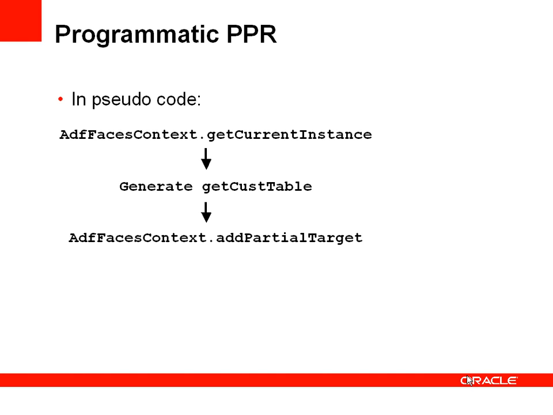So in a little bit more detail, we have something called ADF Faces context, which is an object, and in that we have a method getCurrentInstance, and that returns the instance for the current page, the ADF Faces context. We will also generate a method that allows us to get a handle to a component on a page, and then we're going to call ADFFacesContext.addPartialTarget to add that component as being a target for PPR. So let's have a look at this in a demonstration.